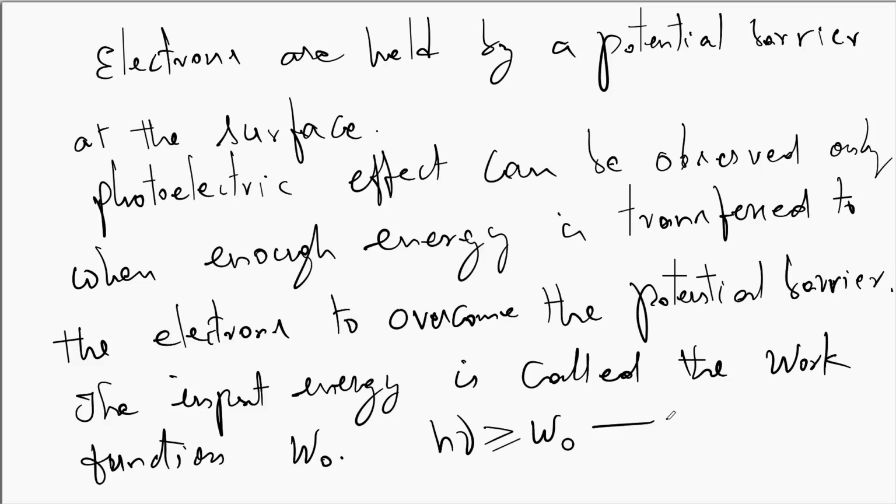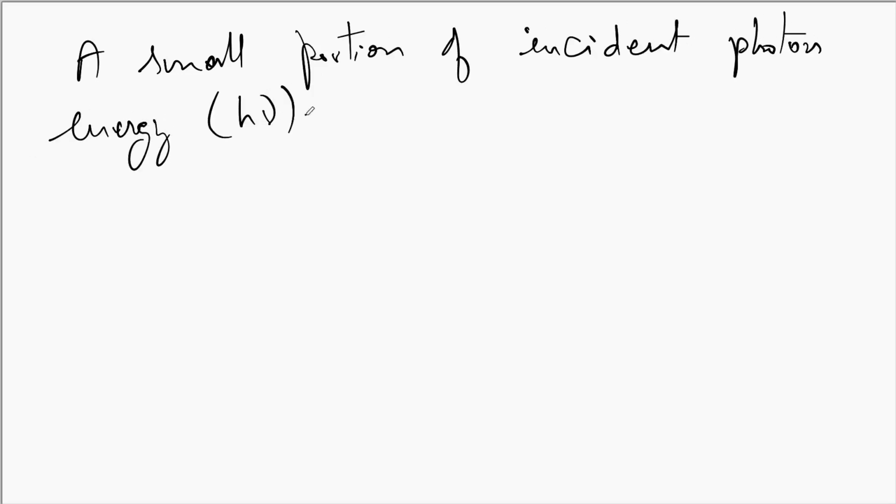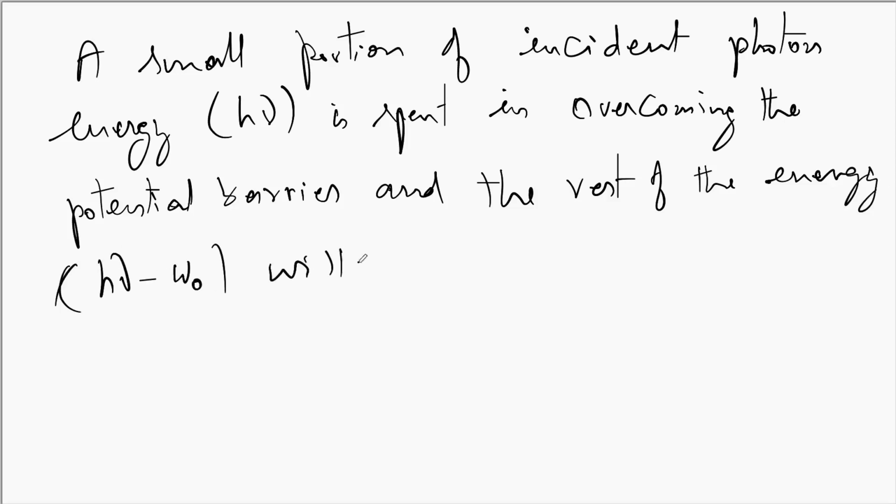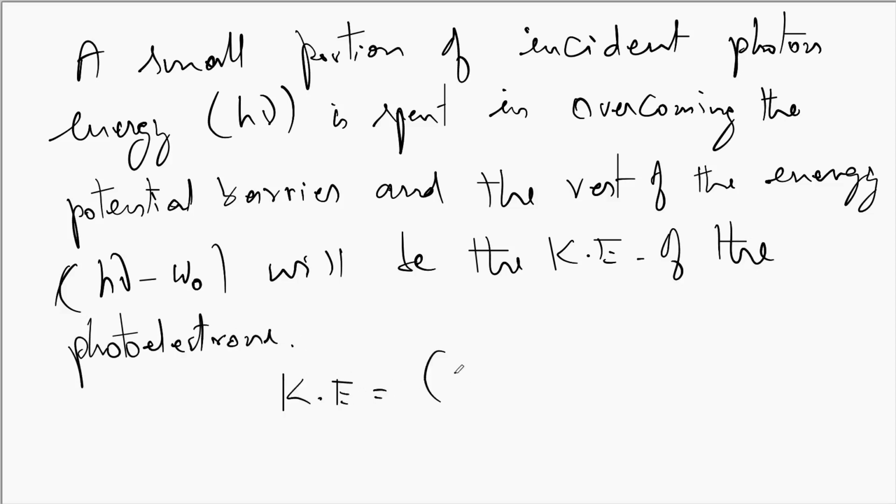Therefore, out of the incident energy h nu, a small portion W0 is spent on overcoming the potential barrier, and the balance energy h nu minus W0 is given to the electrons as kinetic energy. So the kinetic energy of the photoelectrons is equal to h nu minus W0. Say this is 1.